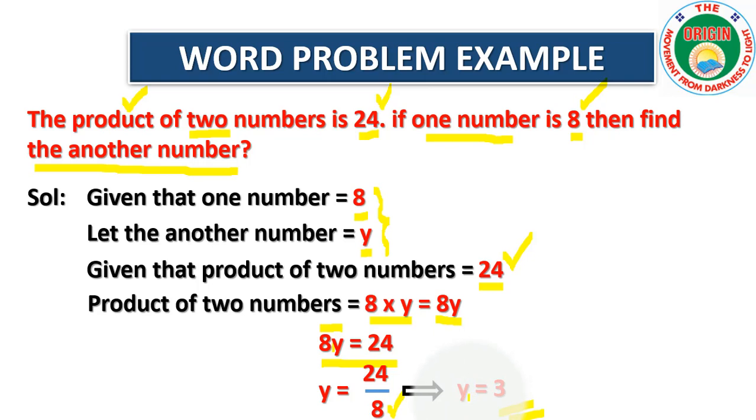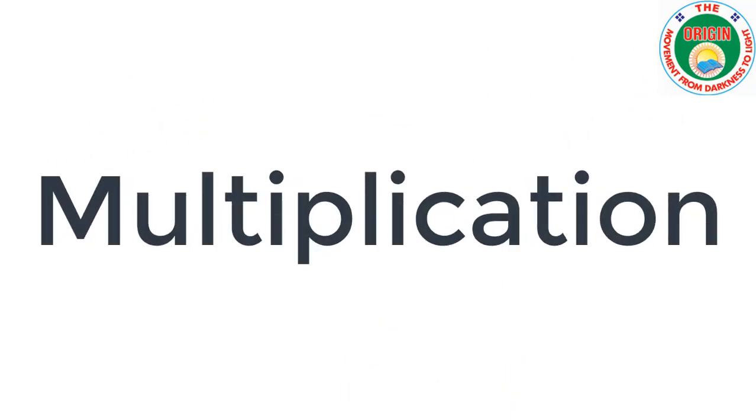This is the other number. What is the first given number? 8. After simplification, what is the other number? 3. If you multiply these two, 8 into 3, 8 threes are 24. This is the process to do word problems.